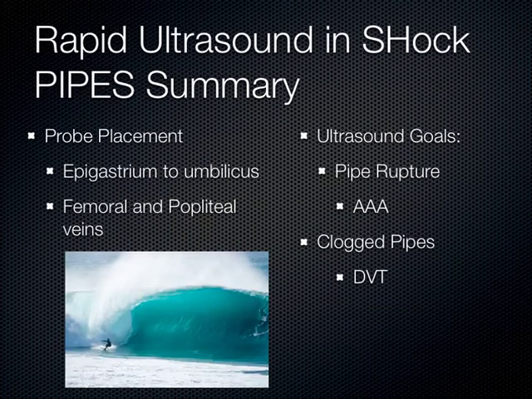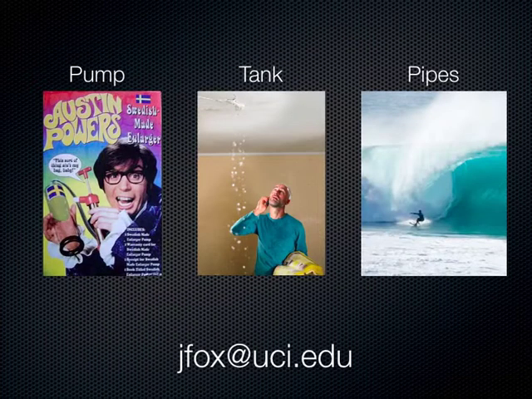And then the pipes, we do an abdominal aortic aneurysm exam from the epigastrium all the way down to the bifurcation. And we're going to be looking also for clogged pipes, like in the FEM and the POP. So just keep in mind, in the heat of the battle, the pump, the tank, and the pipes, and you should be able to complete this study pretty quickly in the setting of unexplained hypotension.